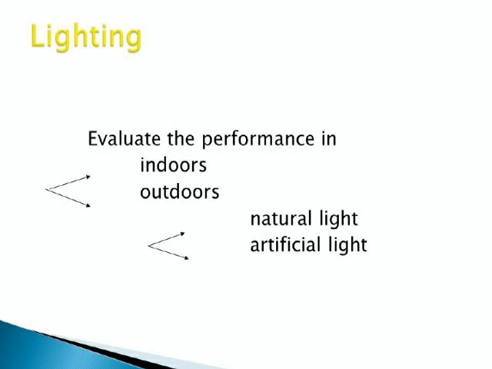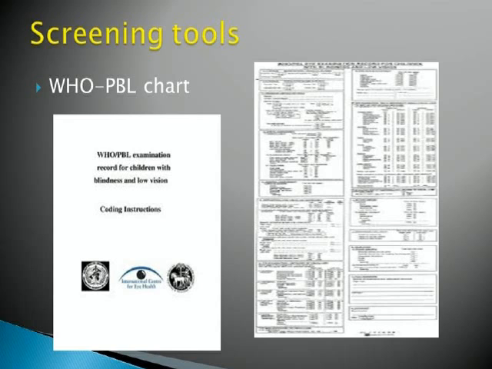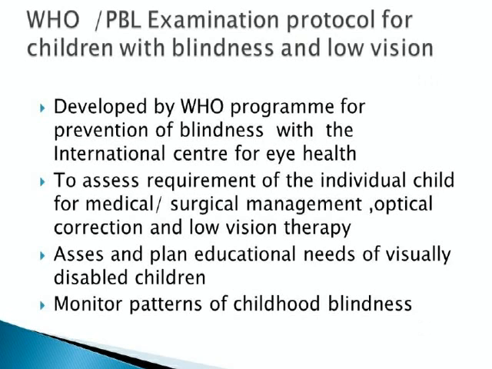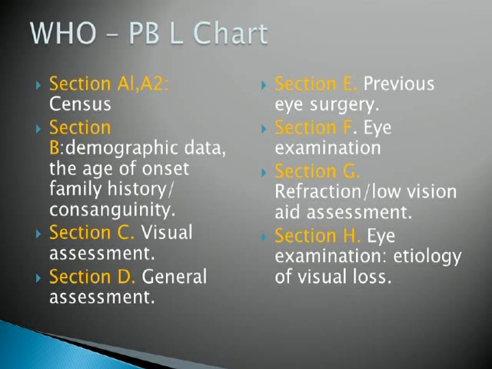And coming to the screening tools, WHO has published this PBL chart for assessment of children with blindness or low vision. This chart is developed by WHO in association with the International Center for Eye Health, and it has different sections. Section A, A1 and A2, is concerned with the census, like where the child is coming from, which state, which part of the country. Section B is for demographic data about the age of onset of the disease, family history, etc. And section C comes to the visual assessment proper. That is the job of the ophthalmologist.